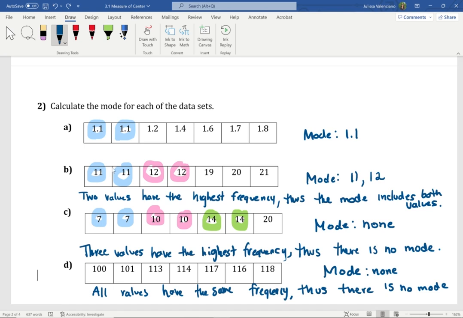Let me go back. If one value has the highest frequency, then that value is going to be your mode. If 2 values have the highest frequency, then those 2 values are going to be the mode. Now, if you have more than 2 values with the highest frequency, so if you have 3, 4, or if all values have the same frequency, you don't have a mode. So that is the conclusion that you're getting here. I often get asked, can I have 2 modes? Can I have 3? Can I have 4? The answer is you can either have 1 or you can have 2. You cannot have more than 2.